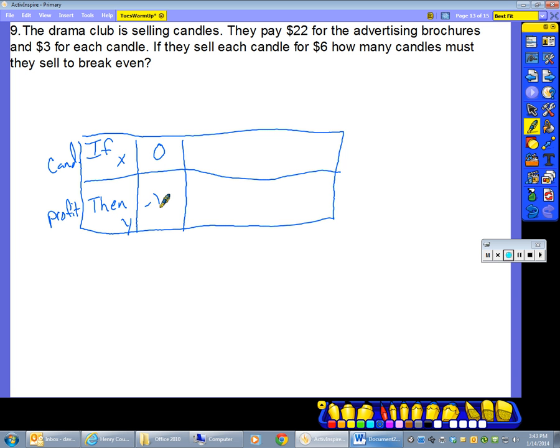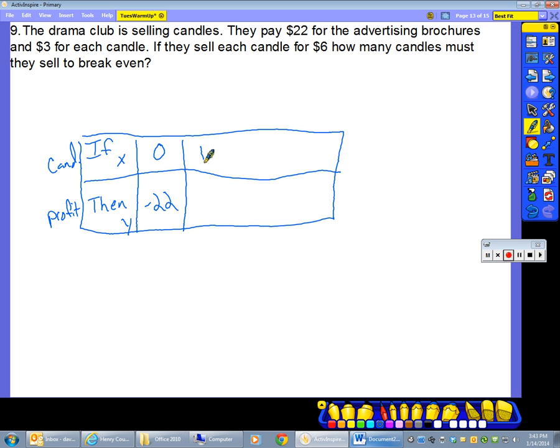Negative $22. That's right. And the reason why is even if I don't sell any candles, I'm still paying for those brochures. Now some kids say, well, aren't you paying for the brochures and paying for a candle? Well, think about this. If no one orders candles, I'm not going to buy any candles, but I at least had to pay for the brochure. So that's why it's only negative 22.